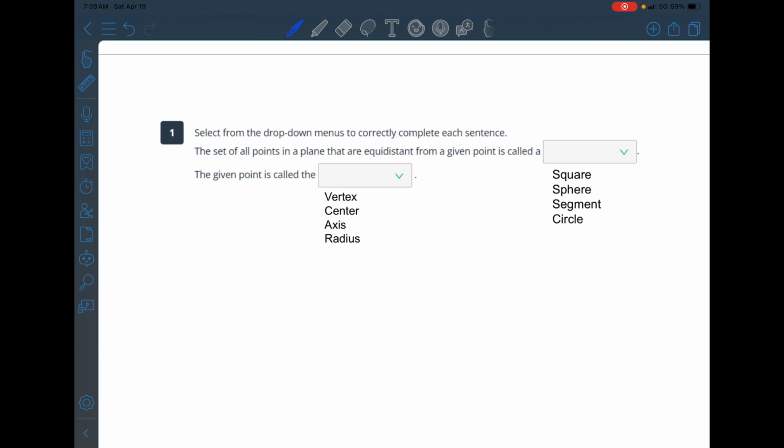could be either circle or sphere, but if you're looking, it says on a plane. A plane is 2D. A sphere is 3D. So the only option here is circle. And then this given point, if it's equidistant from that given point, that is the center of the circle.